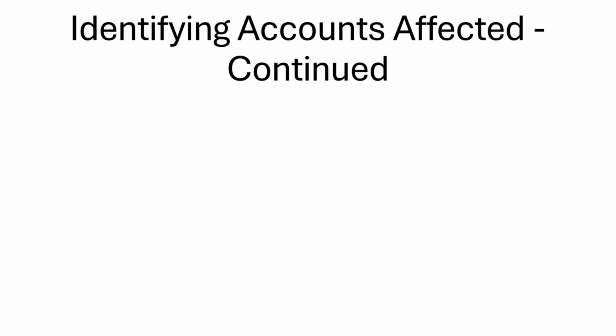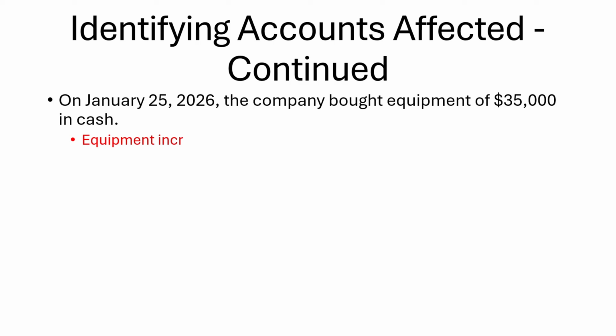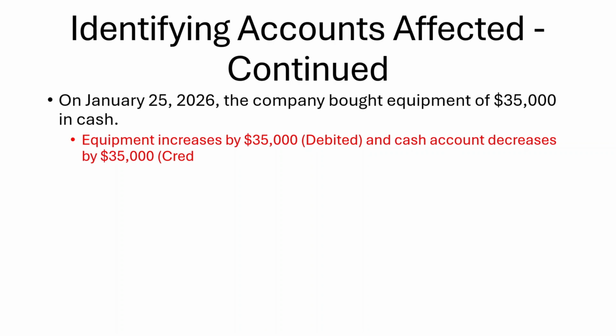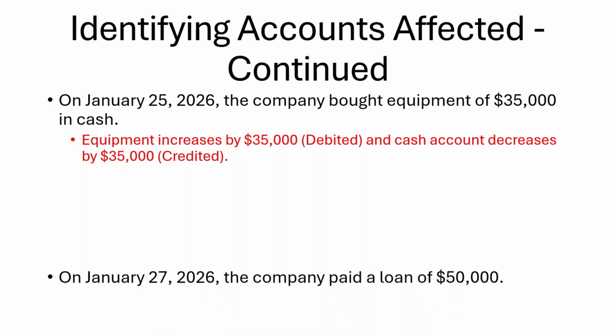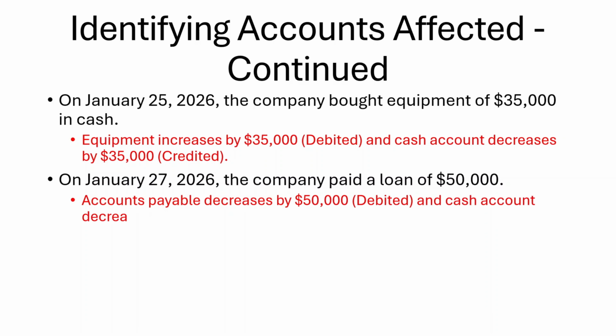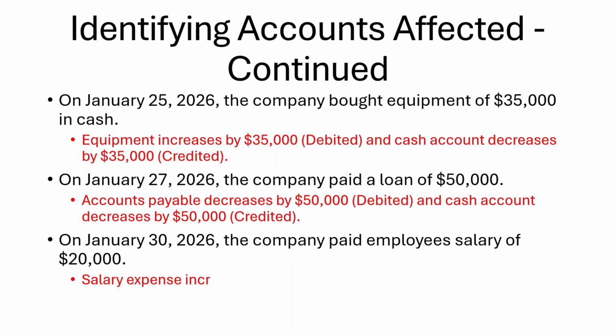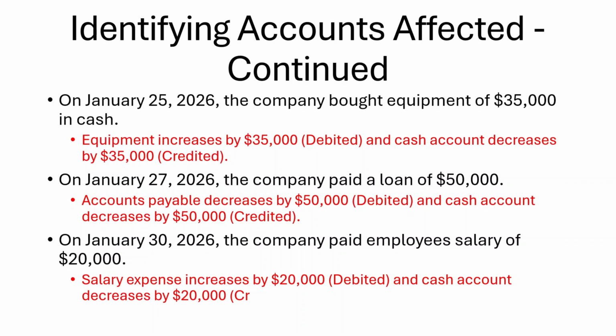Let's move forward to the fourth transaction. Equipment increased by $35,000, which is debited, and cash decreased by 35,000 and is credited. On the fifth transaction, accounts payable decreased by 50,000, that's debited, and cash decreased by 50,000, which is credited. On the last transaction, salary expense increased by $20,000, which is a debit, and the cash account decreased by 20,000, which is credited.